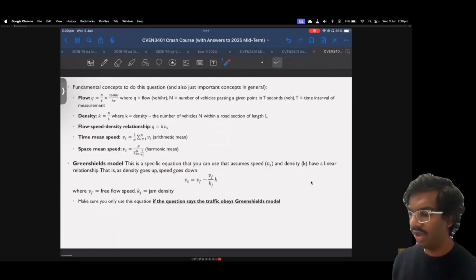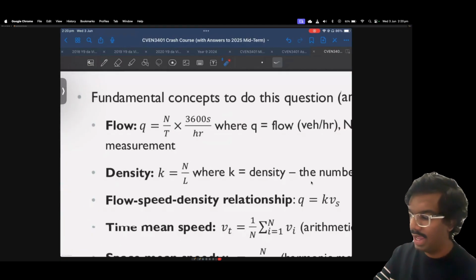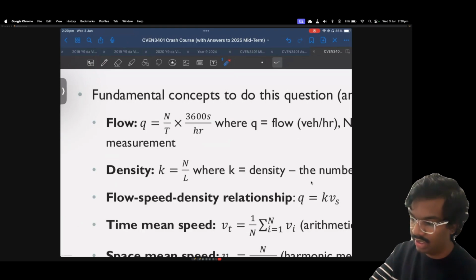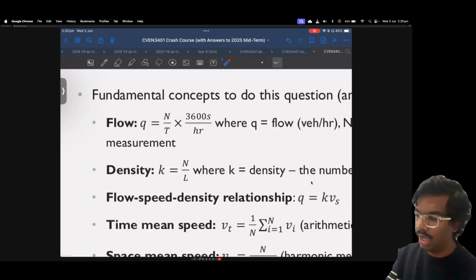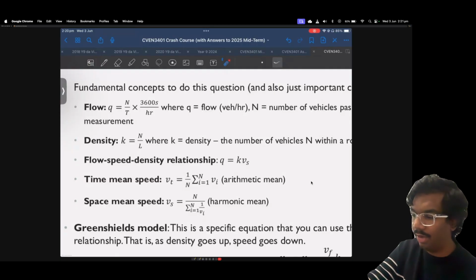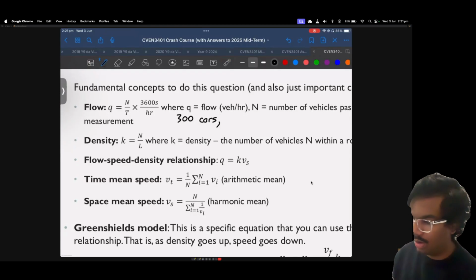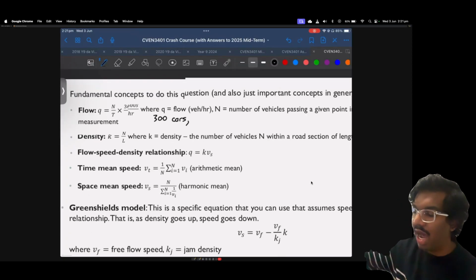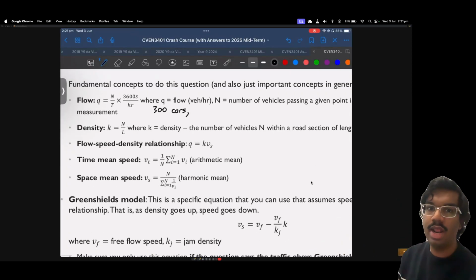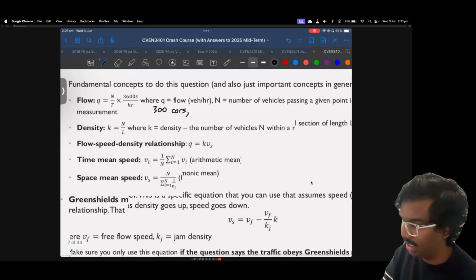Okay, so first of all is flow. This is one of the first things you'll learn in this course: the equation for flow. The equation for flow is basically Q equals the number of cars over the period, times 3,600 seconds over hours. For example, on a freeway, say I'm standing on a road and 300 cars pass me in, we'll say, 0.5 minutes, okay?